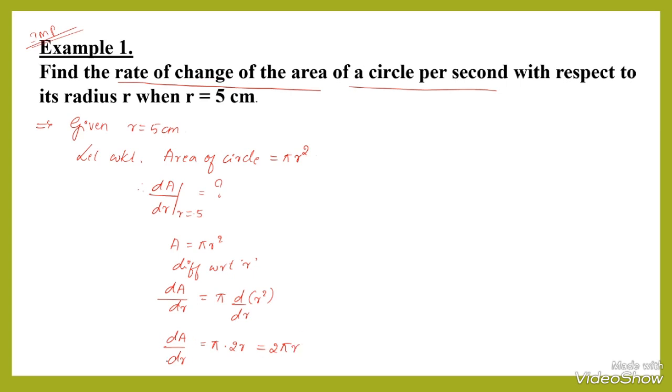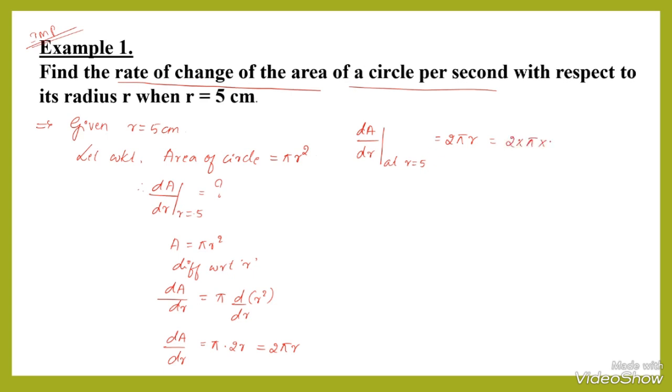We want the rate of change of area when r equals 5 centimeter. So I take dA by dr at r equals 5. What is dA by dr? It is 2 pi r. In place of r, I take 5.